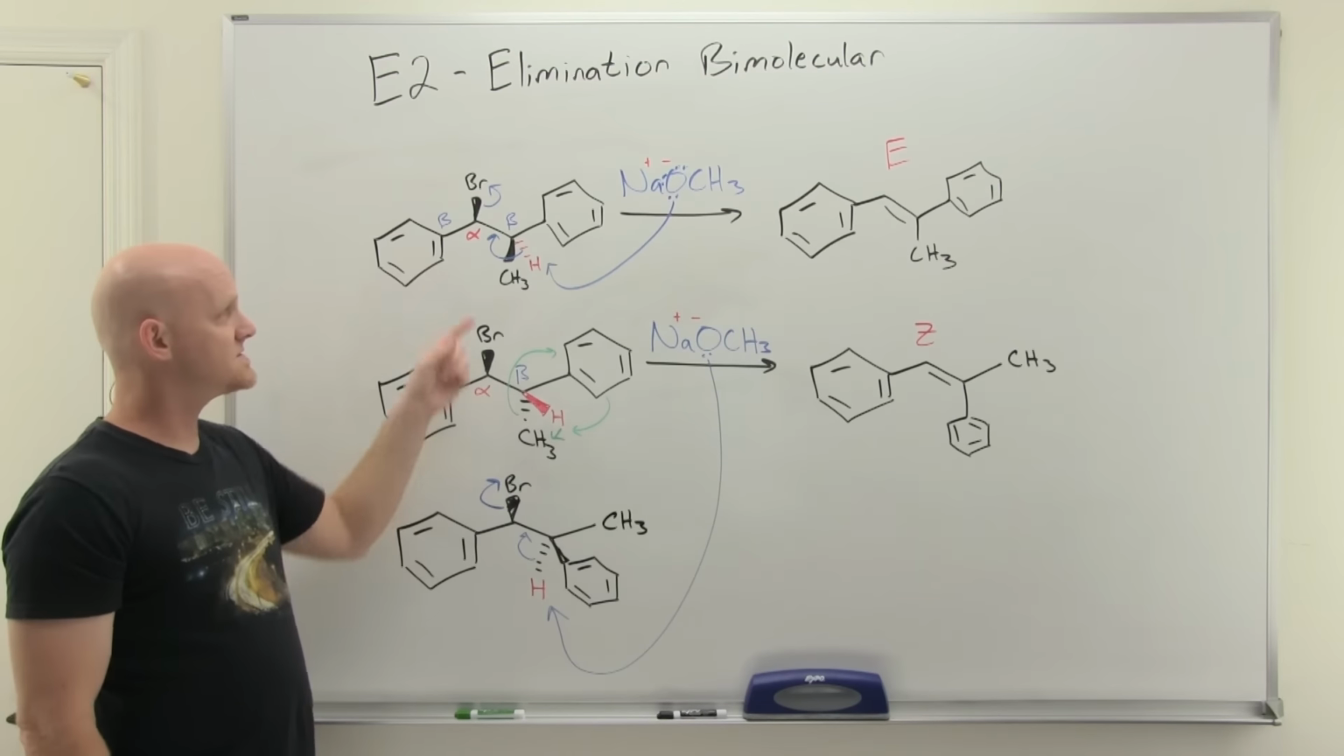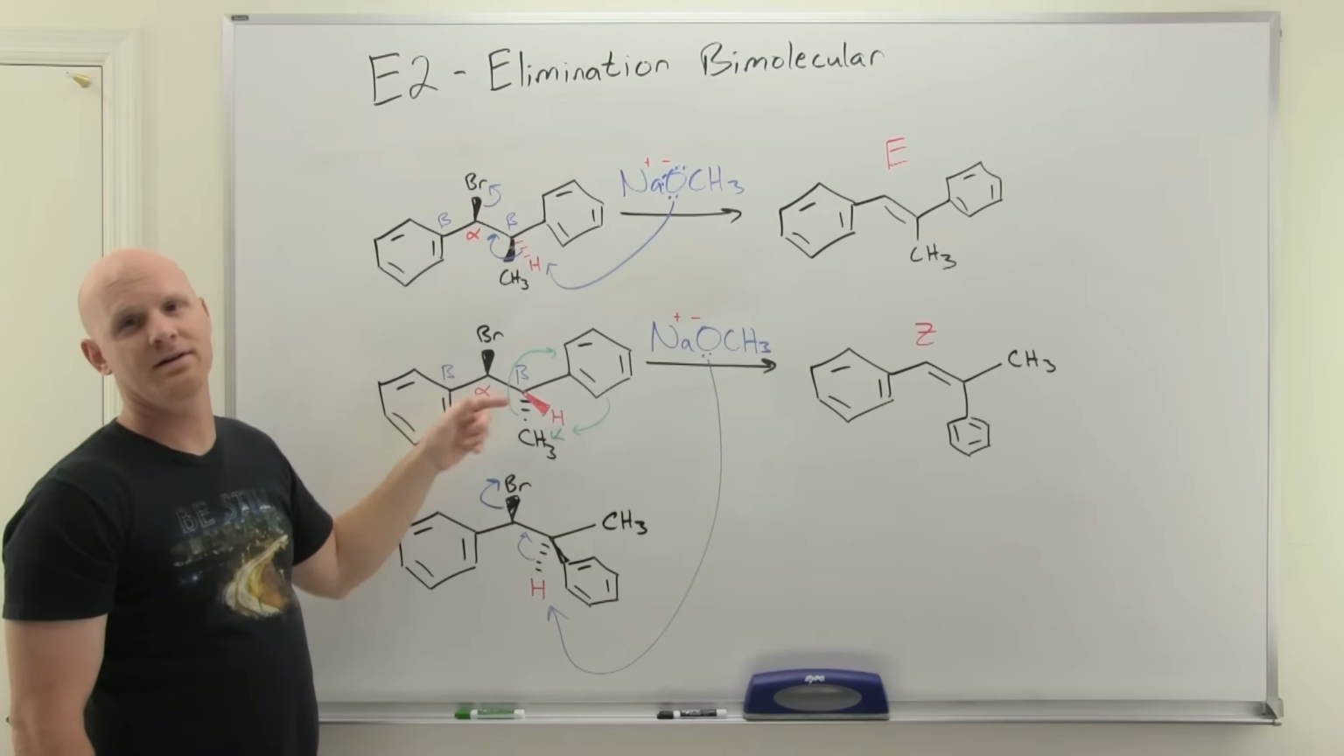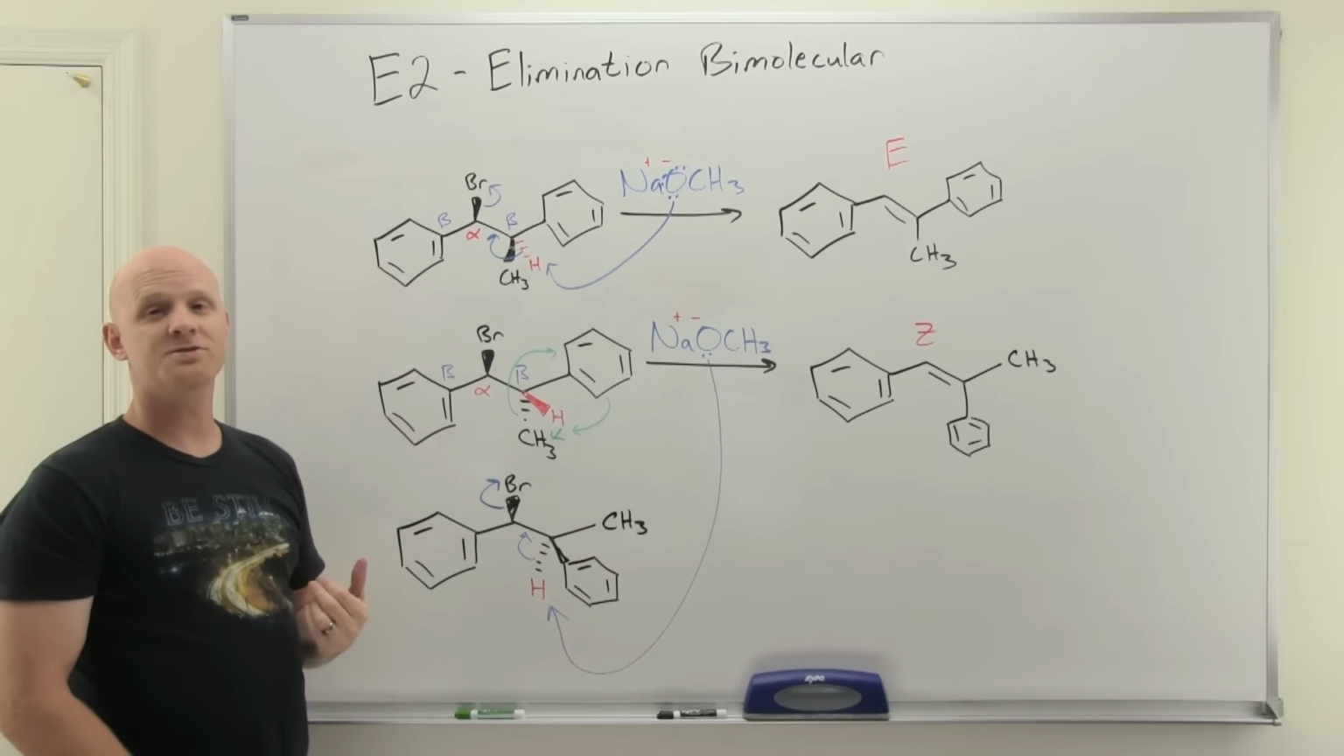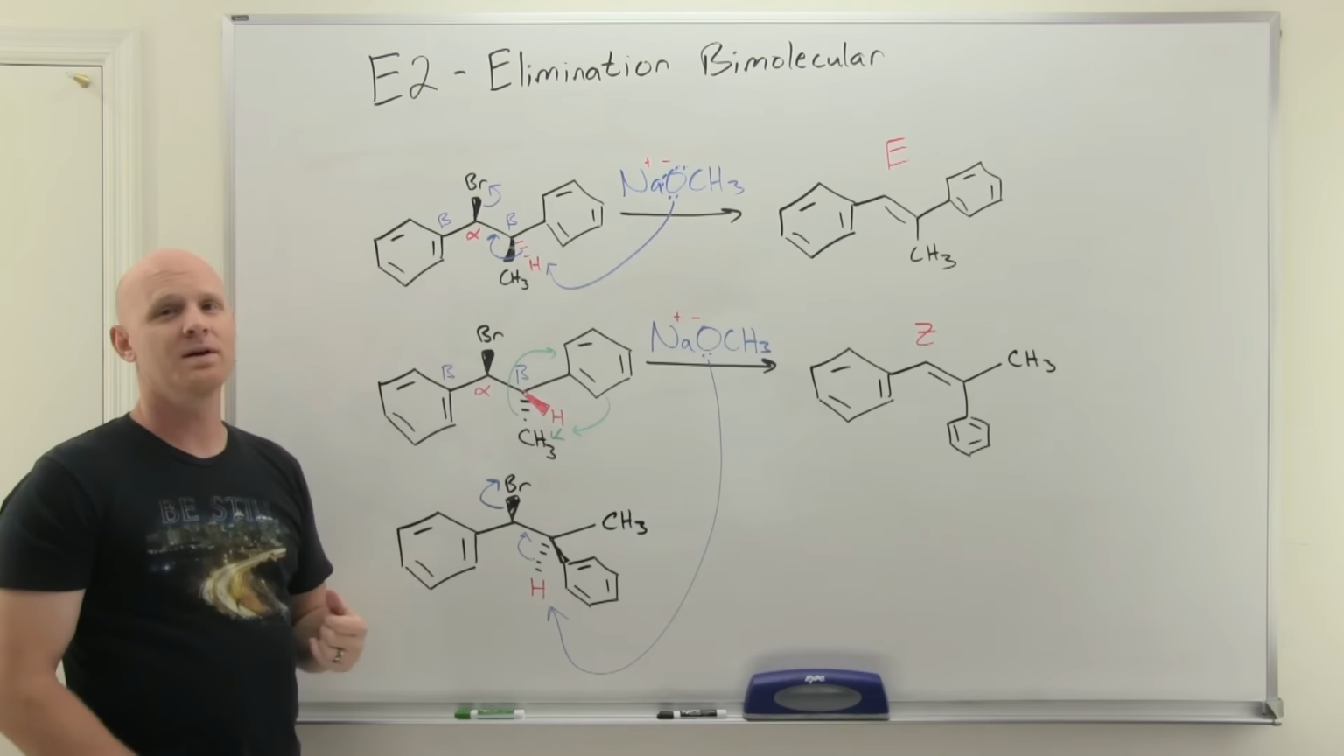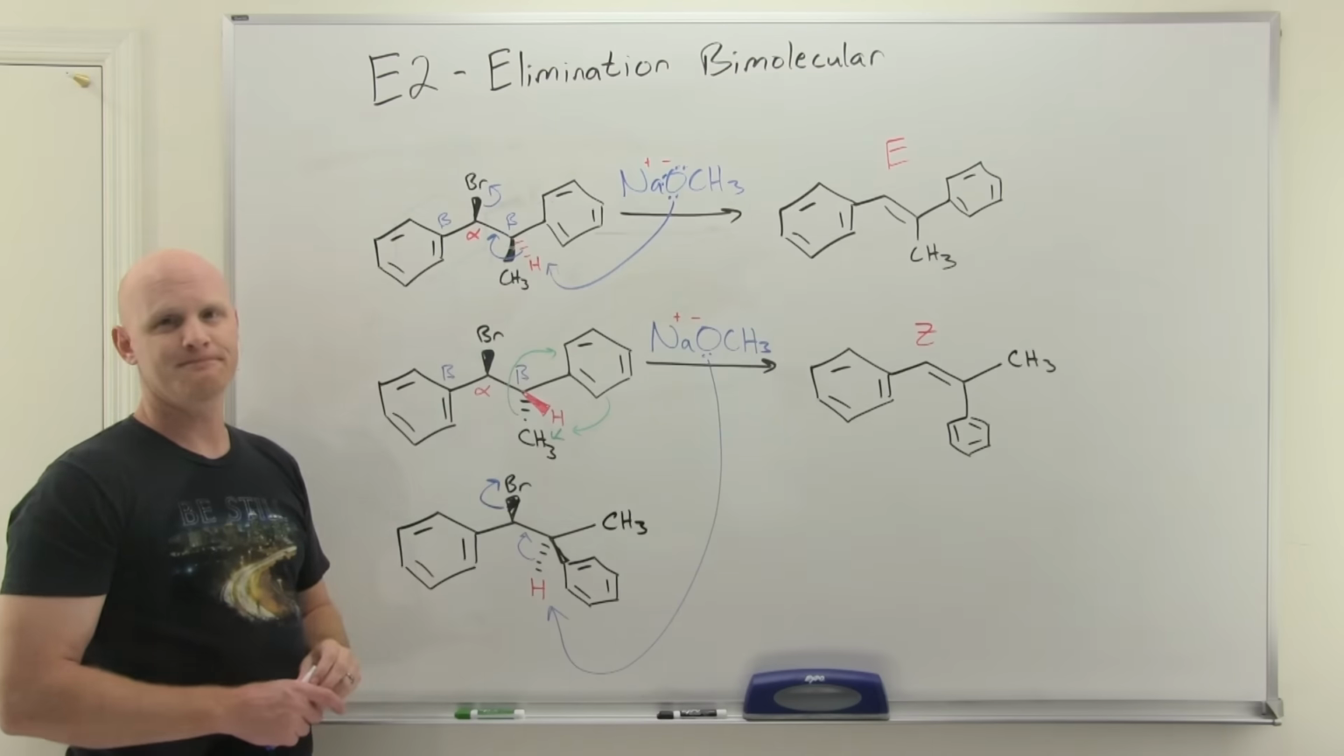But again, the big key here is if you only have one beta hydrogen, then if E and Z are possible, you only get one of the two, depending on the arrangement you've got.